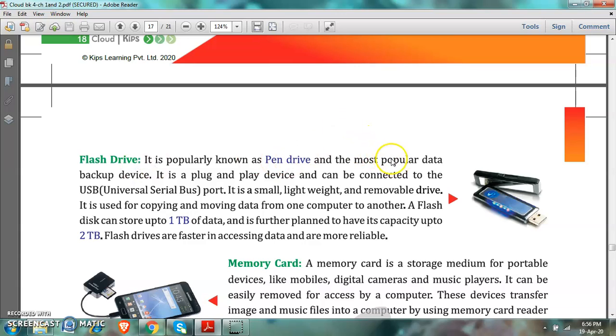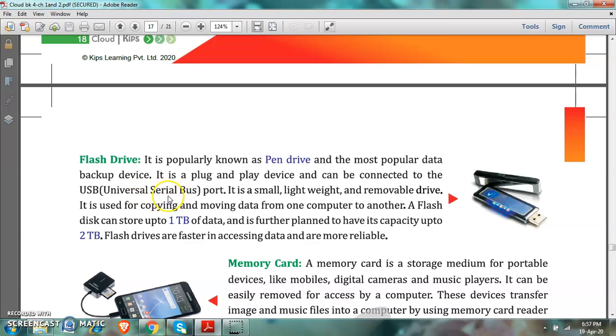It is the most popular data backup device, you can store data in it. It is very small in size and can be taken from one place to another in a pocket very easily. It is a plug and play device. You just insert it in the USB port. You can remove it after doing the work, after storing or copying the data. What is the full form of USB? Universal Serial Bus.